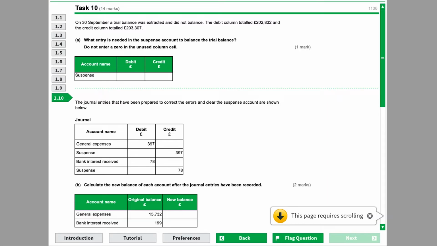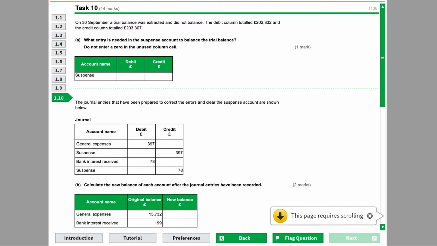On the 30th of September, a trial balance was extracted and did not balance. The debit column totaled 202,832 and the credit column totaled 203,307. What entry is needed in the suspense account to balance the trial balance? Should be fairly straightforward, this one. Work out the difference between the two columns, i.e.